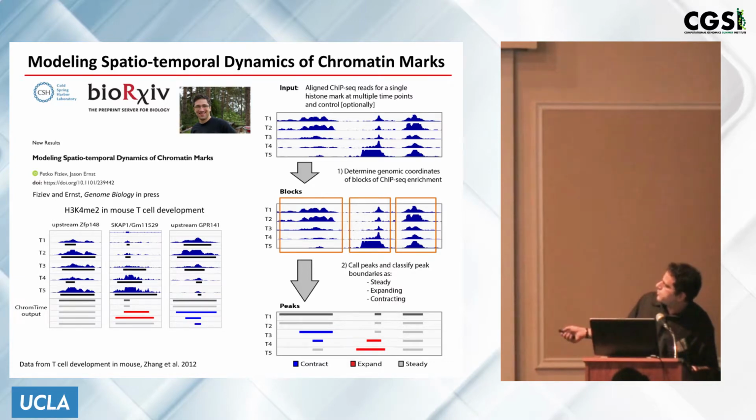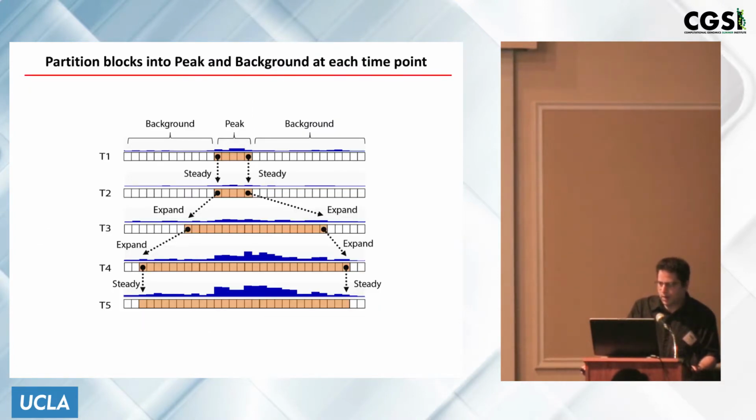So the approach that Pete developed can be broken up into two phases. One is we find blocks of region for the modification we're trying to look at here. And then once we focus on specific blocks, we classify each time point into a peak region and a background region within the block, and then an associated dynamic of whether it's a contraction between time points, an expanding region, or a steady region.